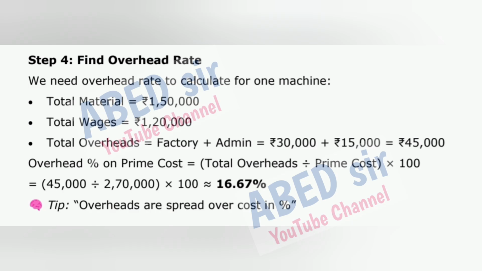Total material is equal to 1,50,000 rupees. Total wages is equal to 1,20,000 rupees. Total overheads is equal to factory plus admin, is equal to 30,000 rupees plus 15,000 rupees, is equal to 45,000 rupees. Overhead percent on prime cost is equal to total overheads divided by prime cost times 100, is equal to 45,000 divided by 2,70,000 times 100, is equal to 16.67%. Tip: overheads are spread over cost in percent.